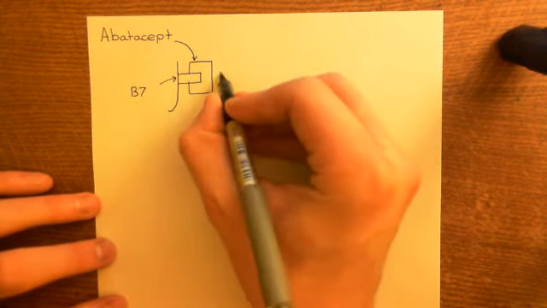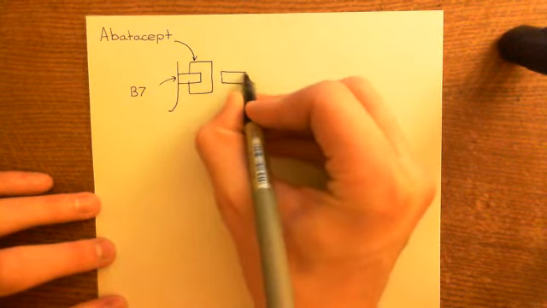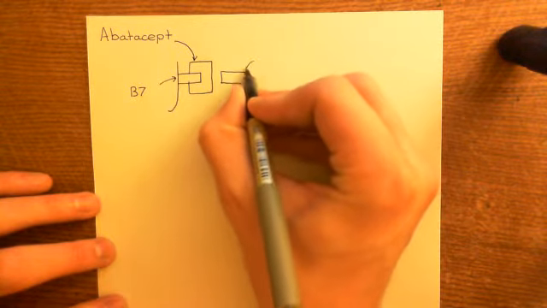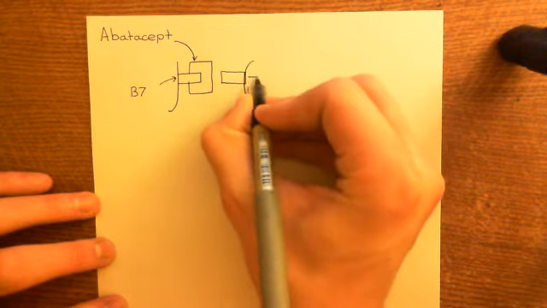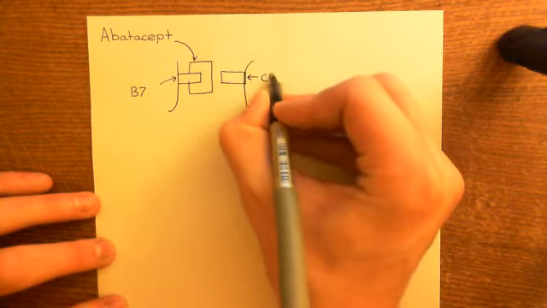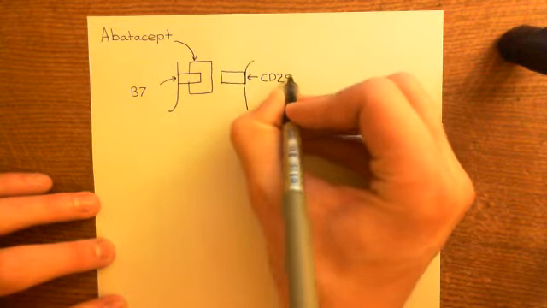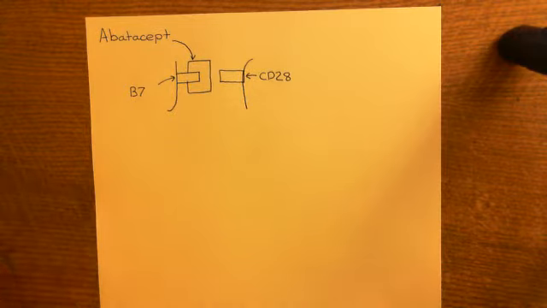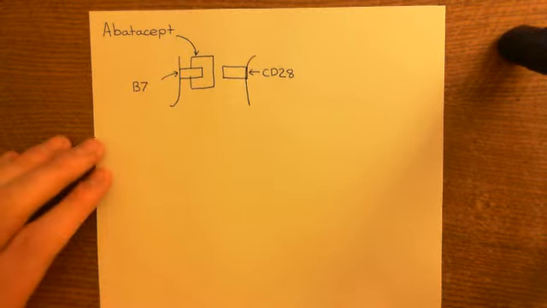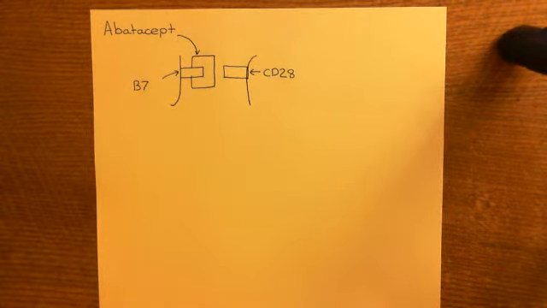Now B7 won't be able to bind to the CD28 on the surface of the naive CD4 positive T cell, and therefore you won't be able to generate signal 2. So this is one way of preventing antigen presenting cells from being able to activate CD4 positive naive T cells, or indeed activate any sort of T cell. By covering up the co-stimulatory molecule with this drug abatacept, you can block the activation of T cells.